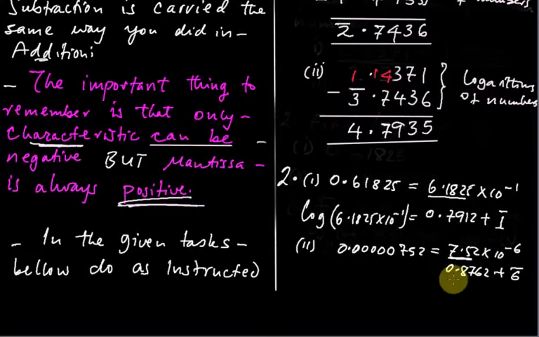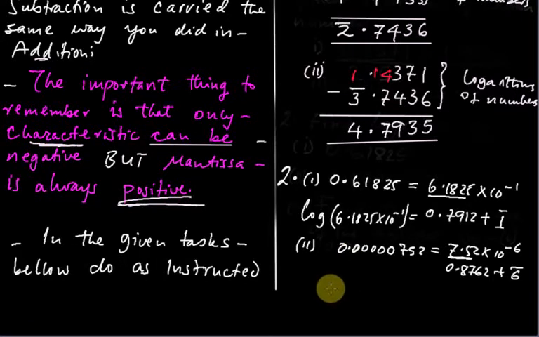So the task is finding the difference between these two logarithms, 2 minus 1. So that is bar 6 point 8762, take away bar 1 point 7912. What is the answer? It is 0.5.